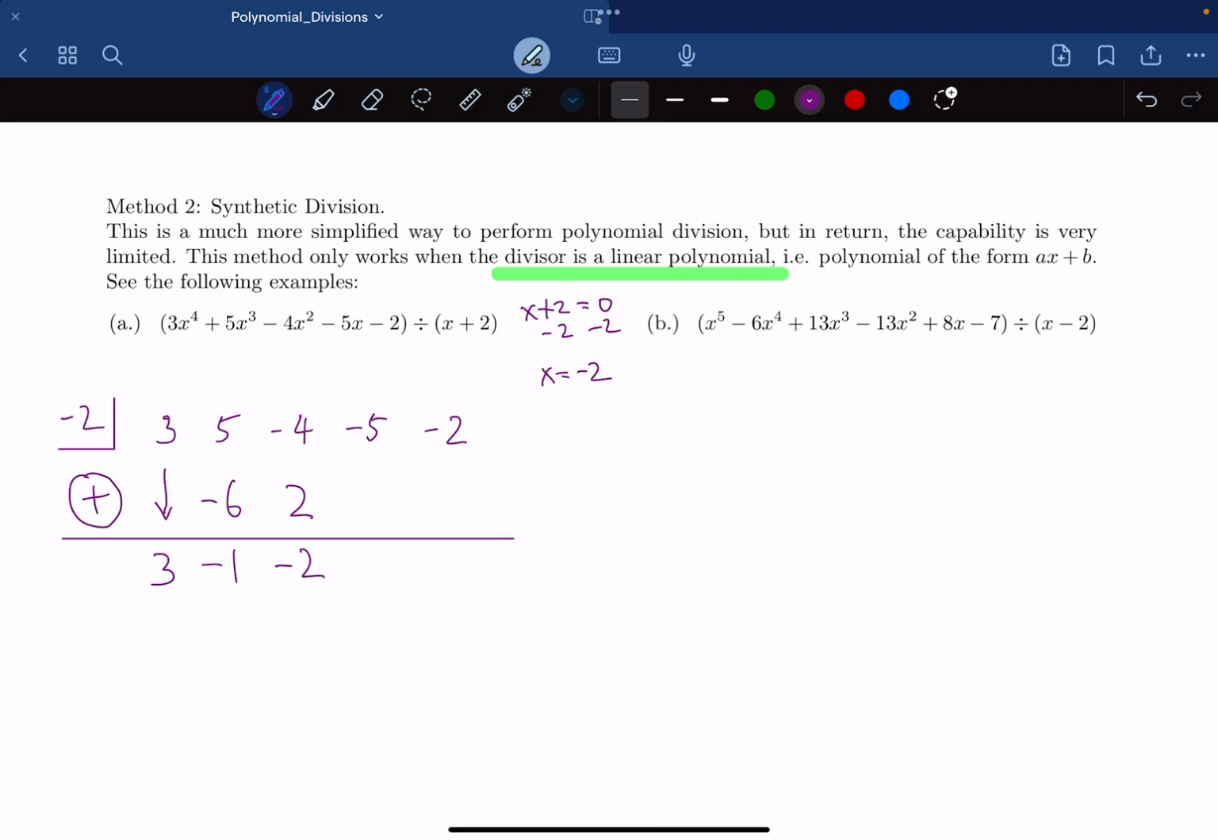And then I rinse and repeat. -2 times -2, that here, right? -2 times -2 is 4. And then -5 plus 4 is -1. -1 times -2 is +2. But then +2 plus -2 is equal to 0. And that last number is going to be the remainder of this synthetic division.